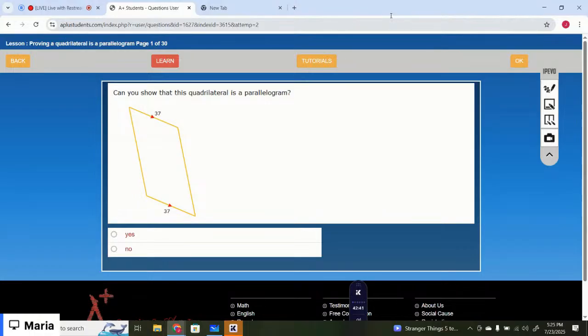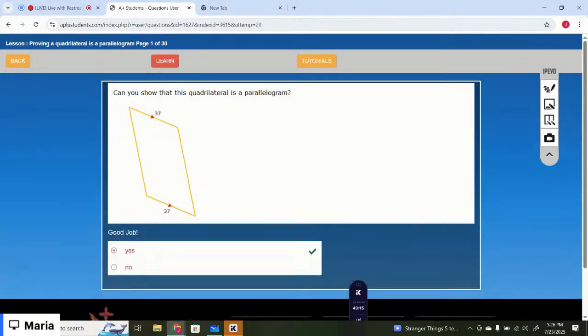One pair of opposite sides is parallel and has length 37. You can see the opposite sides are parallel and they have the side length 37. So that means yes, that is a parallelogram, because in a parallelogram opposite sides are equal in measurement. The correct option is yes. Option number 1 is the correct option.